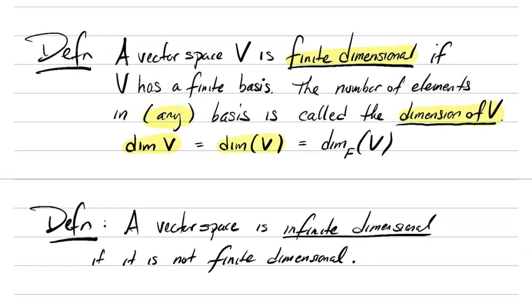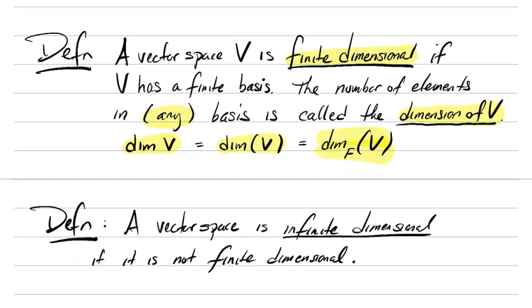Sometimes you'll see me put parentheses around the V. I don't mean anything else. This won't come up with us too much, but occasionally the field involved will have some influence on what this dimension is. So if you're trying to emphasize what the field is, that's the place that people write it. The field gets written down here as a subscript, the dimension of V over F. If it's understood what the field is, then you can use these more brief notations.